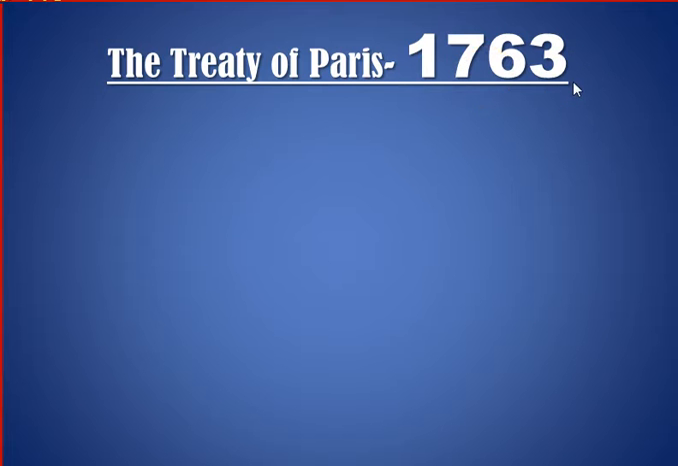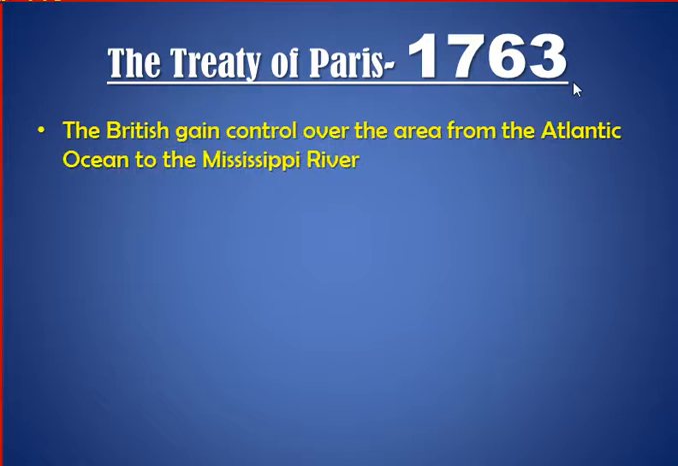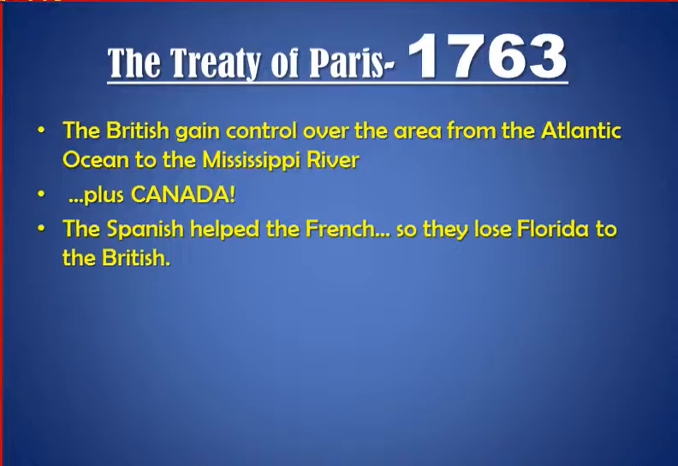So what did the Treaty of Paris say? It said that the British were going to gain control over the area from the Atlantic Ocean to the Mississippi River, plus Canada. And we'll take a look at a map in a minute that will show you this a little more clearly. The Spanish helped the French. The Spanish had Florida during this time, and because the French lost and the Spanish helped them, Florida becomes the property of the British.